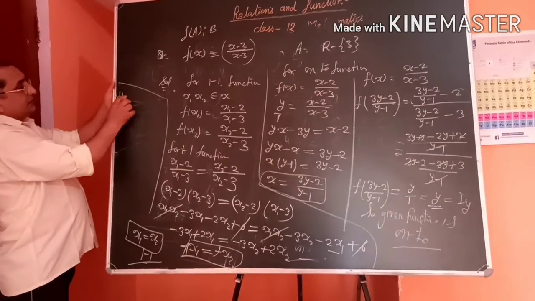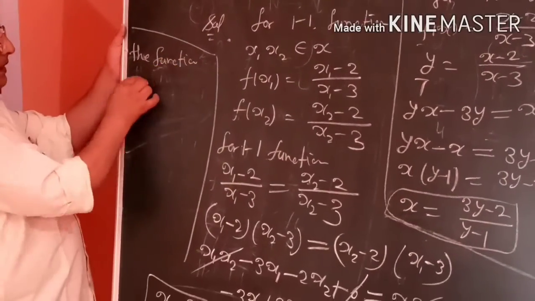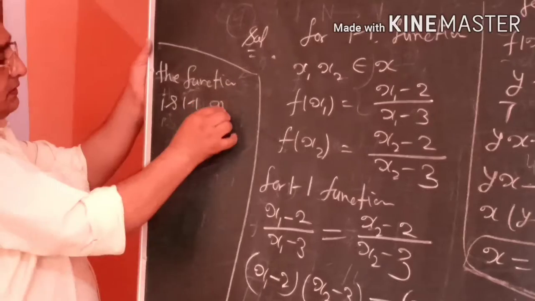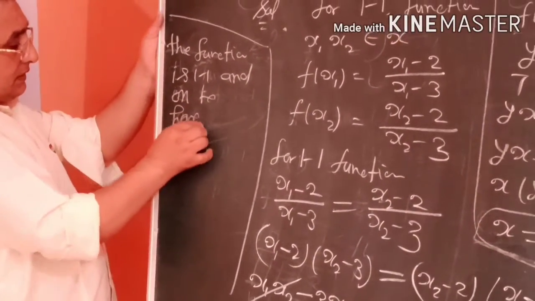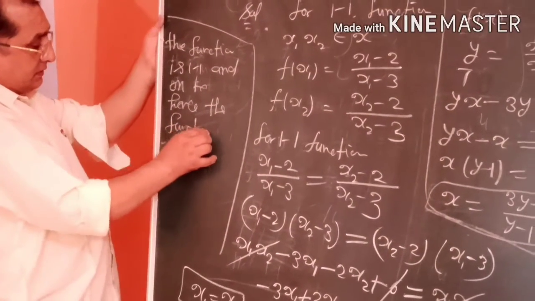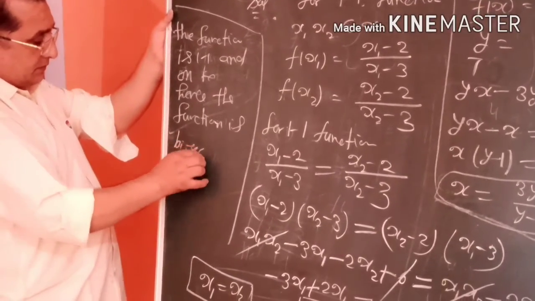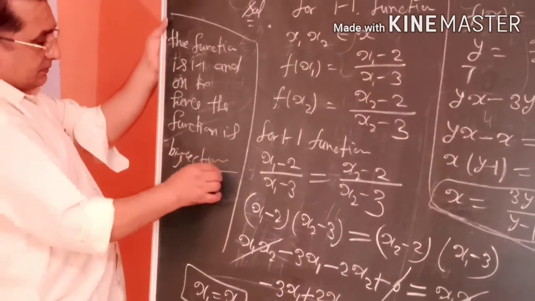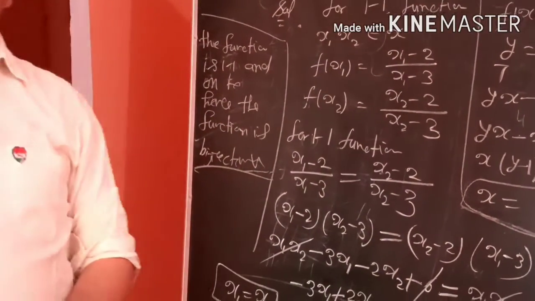Given that the function is one-one and onto, hence the function is a bijective function. This is a bijective function.